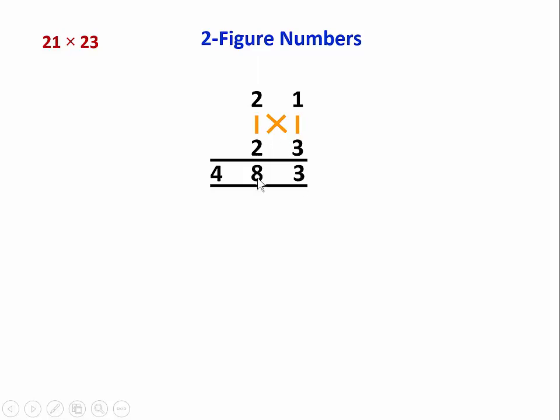It's easy to understand what we're doing because we're multiplying units by units to get the units. And then we're collecting up the tens by doing the crosswise step. We're multiplying tens by units and units by tens, so that gives us 8 in the tens place. And then we're doing tens times tens, which gives us hundreds, so we get 4 hundreds.